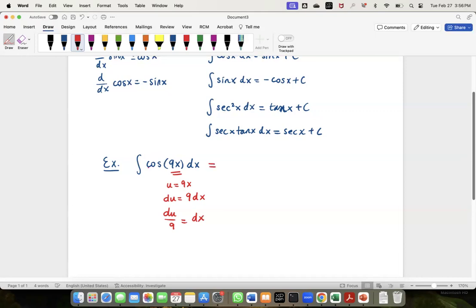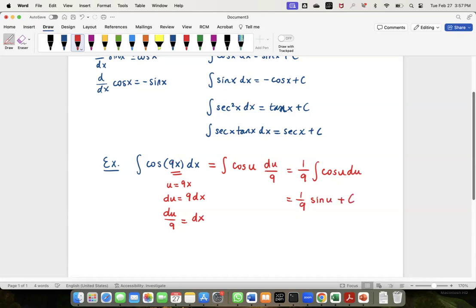So let's rewrite the integral. Now cosine, I keep the cosine same. 9x was u as we defined in substitution, and then dx will be du over 9. Now, as you see, we got an integral in terms of u, and that's a constant, so I can take that out. 1 over 9 integral cosine u du. Now, I know the antiderivative of cosine u, which is simply sine u. So it's going to be 1 over 9 sine u plus the integration constant.